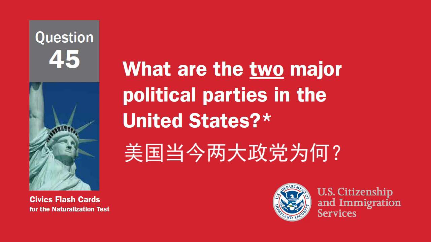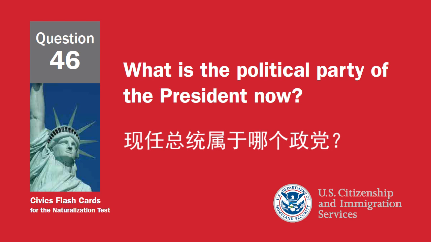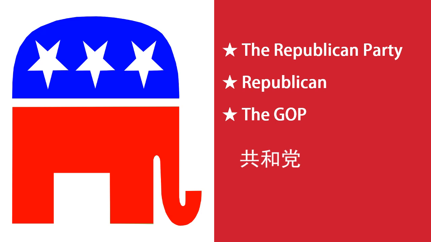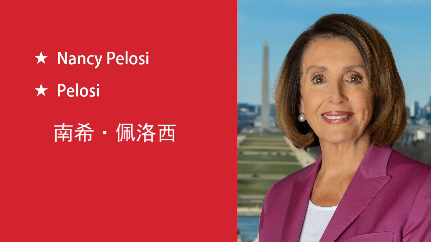What are the two major political parties in the United States? Democratic and Republican. What is the political party of the president now? The Republican Party. Republican. The GOP. What is the name of the Speaker of the House of Representatives now? Nancy Pelosi. Pelosi.